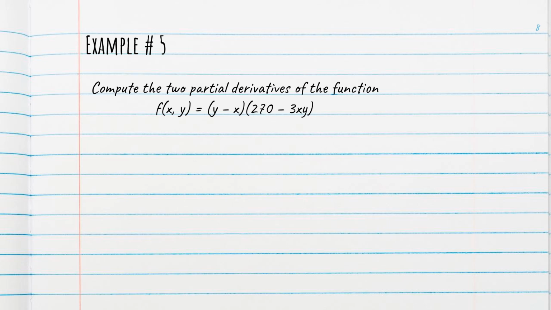So I'm just going to verbally remind you about the product rule. The product rule is for taking derivatives of two functions multiplied together. So here we can imagine that y minus x is a function, and it is multiplied by the function 270 minus 3xy. And in order to take this derivative, we need to understand how the first function changes and how that affects the value of the derivative. And we also have to account for how the second function changes and how that affects the value of the derivative.